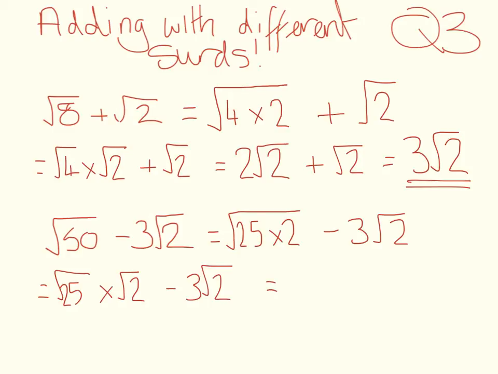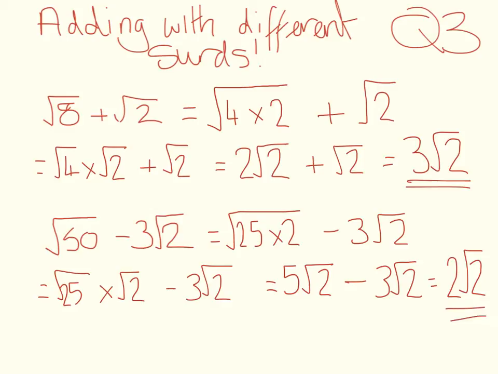And if I square root that 25, I've got 5 lots of square root 2, take away 3 lots of square root 2, and you should know that 5 square root 2 take away 3 square root 2 is 2 square root 2, because I've got 5 of something, I take away 3 of it, and now I've got 2 of it. Okay.